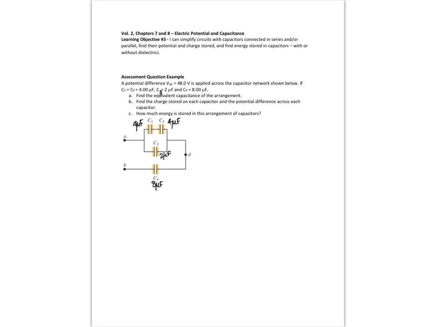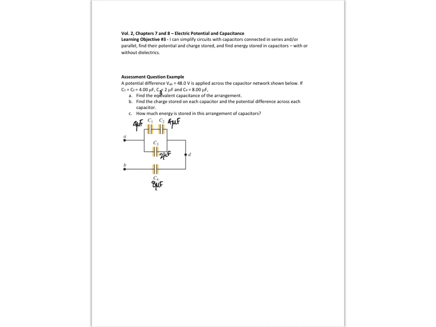Right, so here's an example of a problem for LO3, for electric potential and capacitance. This learning objective focuses on capacitors and understanding how to simplify a series of capacitors into a single capacitor that's equivalent to the arrangement. Also being able to figure out how much charge is on each of the capacitors as well as the potential difference across them. We're also interested if you understand how to calculate the energy stored in a capacitor. So this particular example kind of does all those different things.